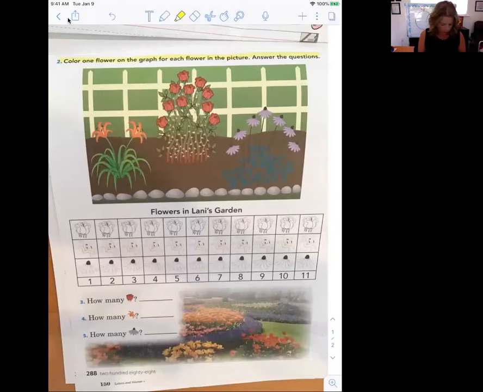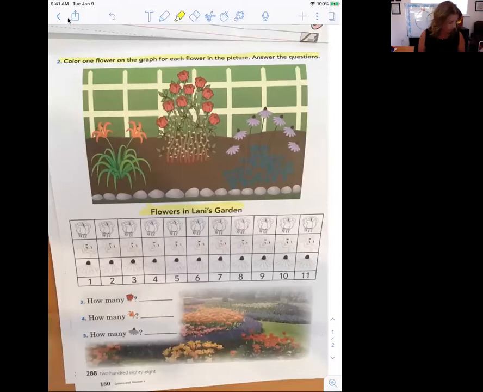Now, okay, so this is flowers in Lonnie's garden, okay? So the title is a very important part of a graph because it tells what the graph is going to show. So here's the title, Flowers in Lonnie's Garden. Okay, so we're going to count each type of flower and color one flower on the graph for each flower that we see in her garden. Okay, so let's do that first.